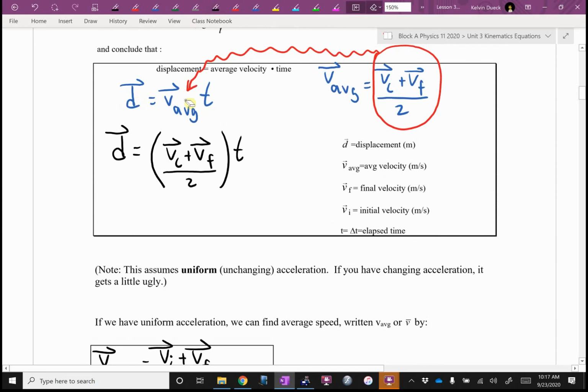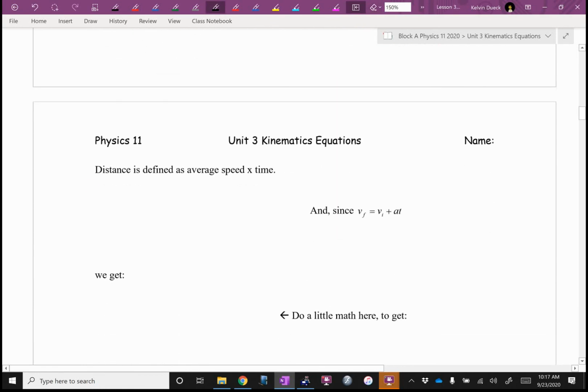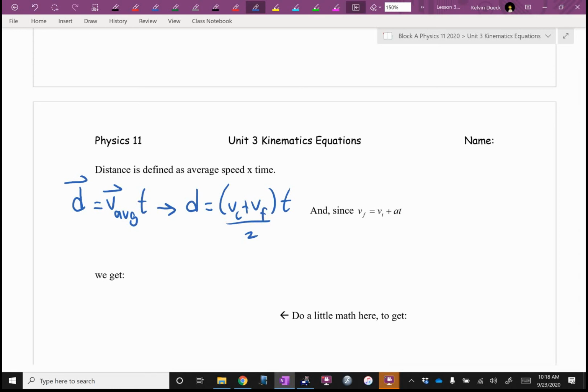We're going to start with this line right here, D equals VAvg T. Turn the page. D equals, but instead I'm going to write this as D equals (VI plus VF) over 2 times T. That's the second equation. Okay, there it is. But the first equation said that VF equals VI plus AT.